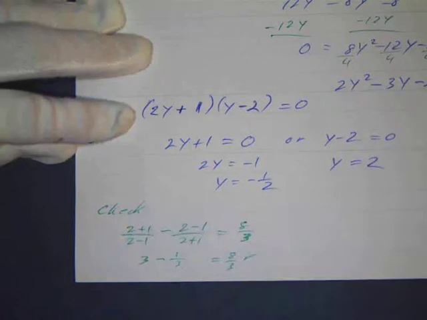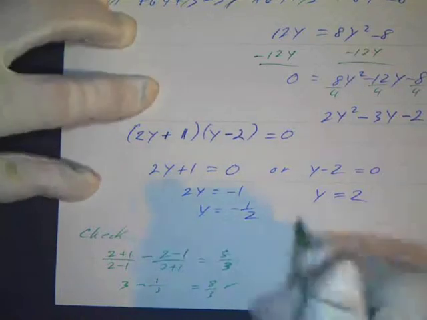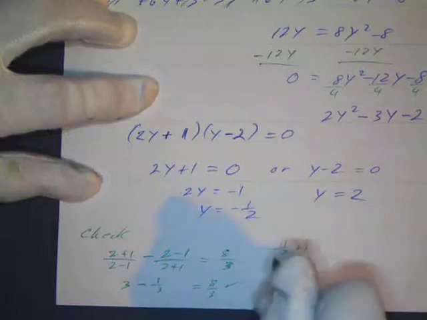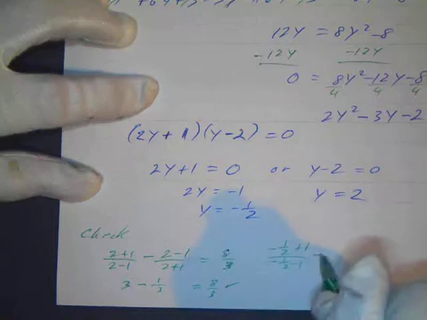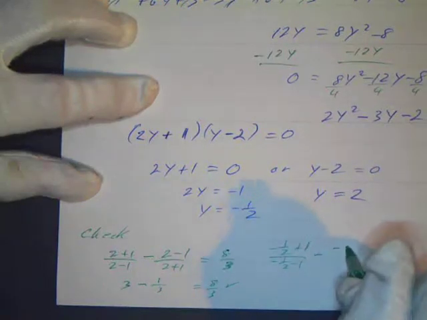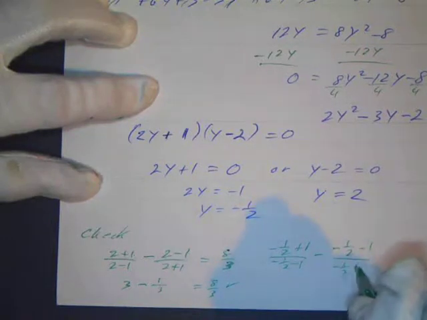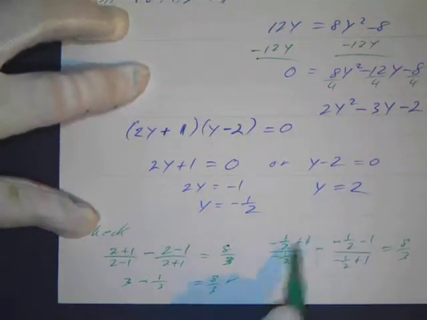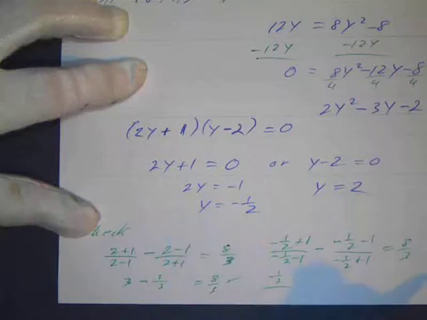That checks. Now the hard part is we've got to put negative 1/2 in, so this is going to be a little trickier. So we got negative 1/2 plus 1 over negative 1/2 minus 1, minus negative 1/2 minus 1 over negative 1/2 plus 1. Does that equal 8/3? Well, 1 minus 1/2 is 1/2, so I got 1/2 over negative 1, and negative 1/2 is negative 3/2.